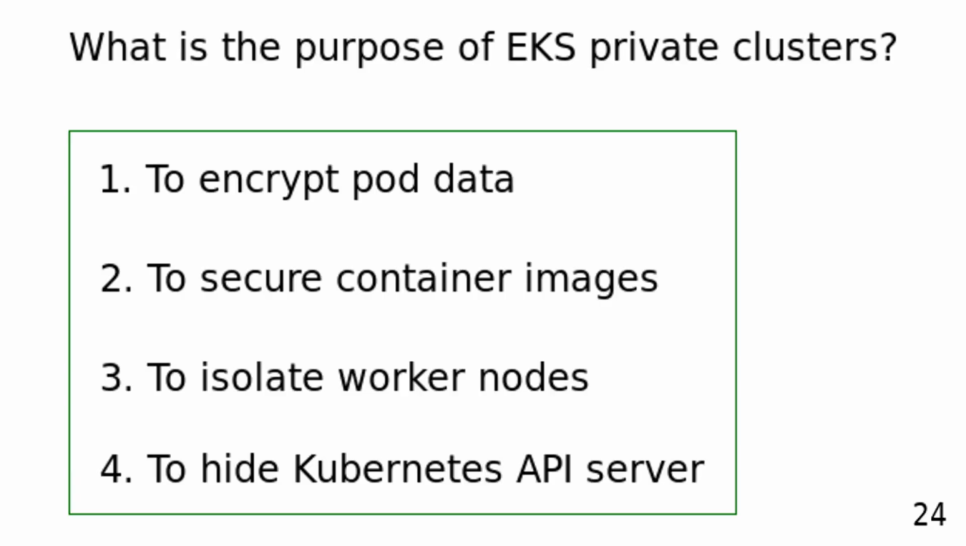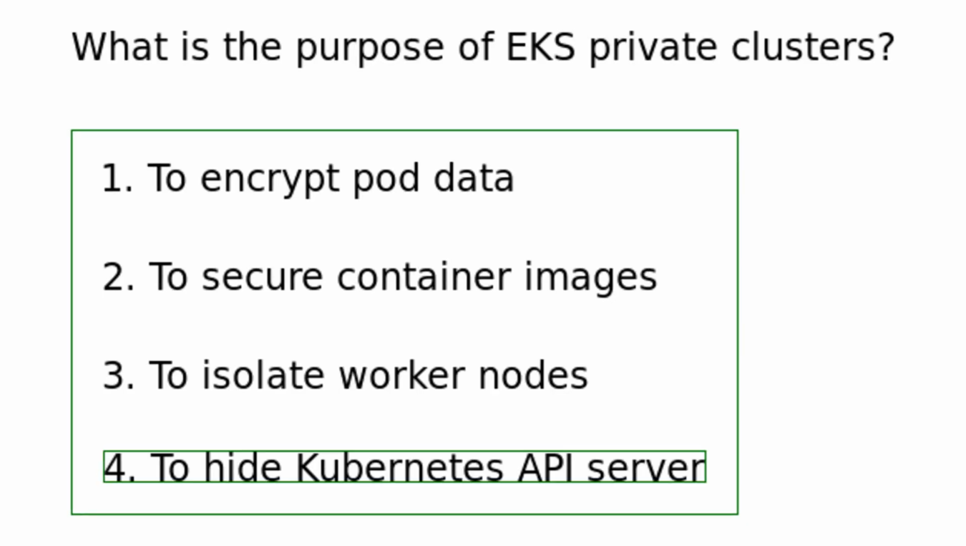What is the purpose of EKS private clusters? To encrypt pod data. To secure container images. To isolate worker nodes. To hide Kubernetes API server. EKS private clusters hide your Kubernetes API server within your VPC, enhancing security.